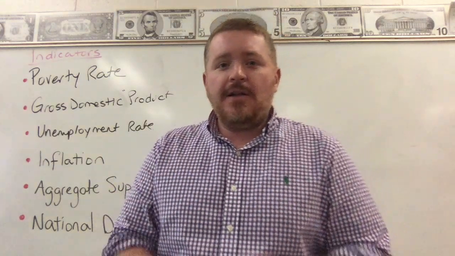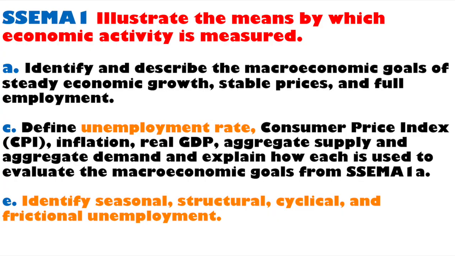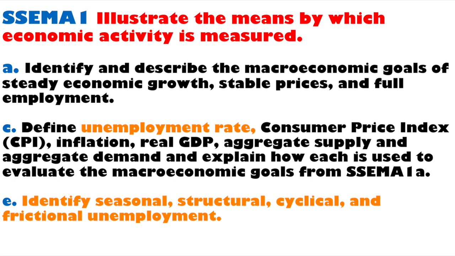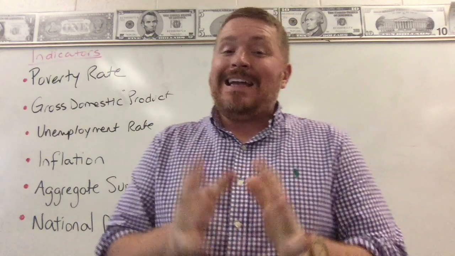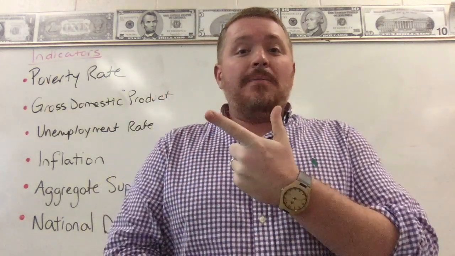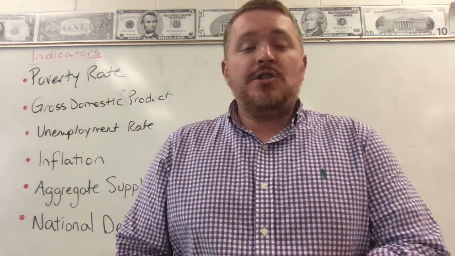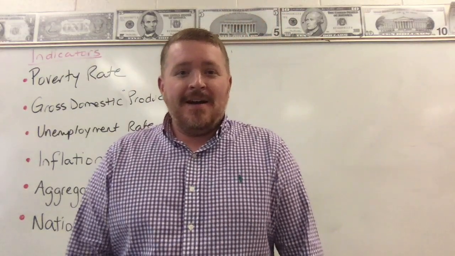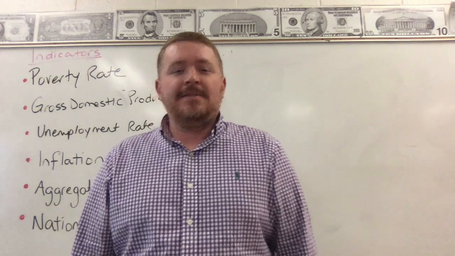If you take a look at the standard, it looks like this. C tells you need to be able to define the unemployment rate. All right, we'll do that. And then, of course, E tells you need to be able to identify structural, seasonal, cyclical, and frictional unemployment. That's right, not all unemployment is the same. So we're going to define unemployment for you and make sure you know the differences between those different types of unemployment. So let's go ahead and get started now.